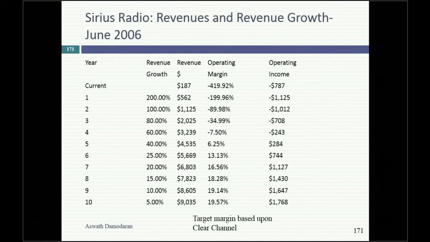Where am I right now? Minus 420, right? Where do I want to be? Plus 20. What's the distance between the two? 440, right? I divided by 2. I told you it was simplistic. 440 divided by 2 is a 220% improvement. There's my improvement in year 1. Now I'm at minus 200.